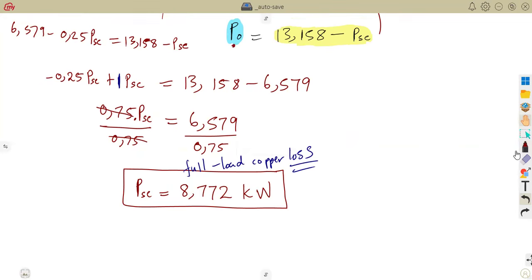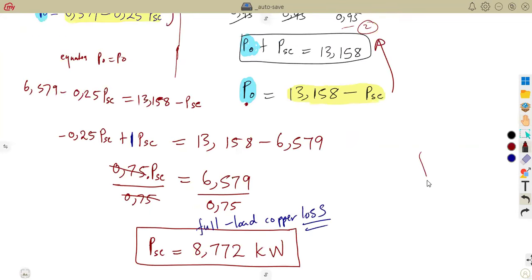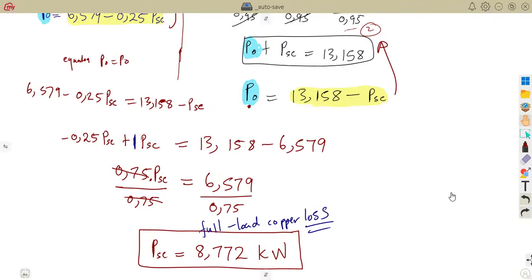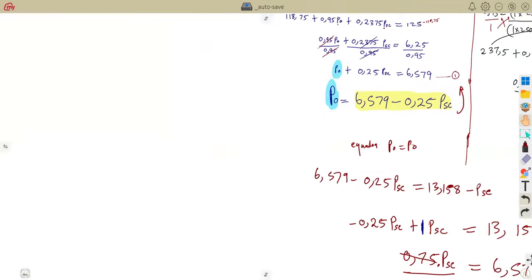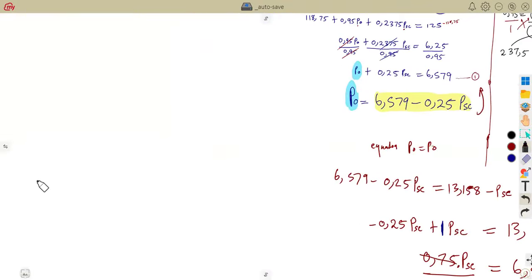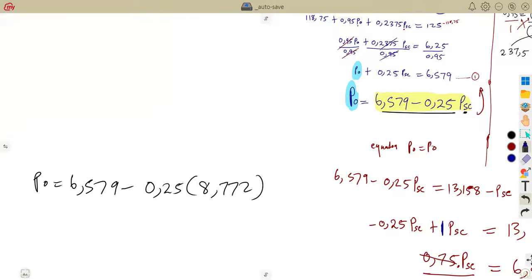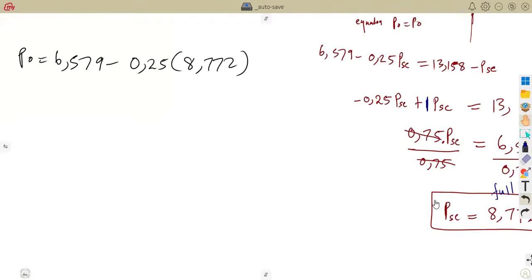So we can calculate either from this one that we made the subject here. Anyone can give us what? The open circuit. So our open circuit was going to be what? Since our open circuit is equal to this, it was going to be 6,579 minus 0.25 times short circuit. Remember, we calculated and got 8,772. We are just substituting the value that we got for the short circuit, the one that we just calculated now.